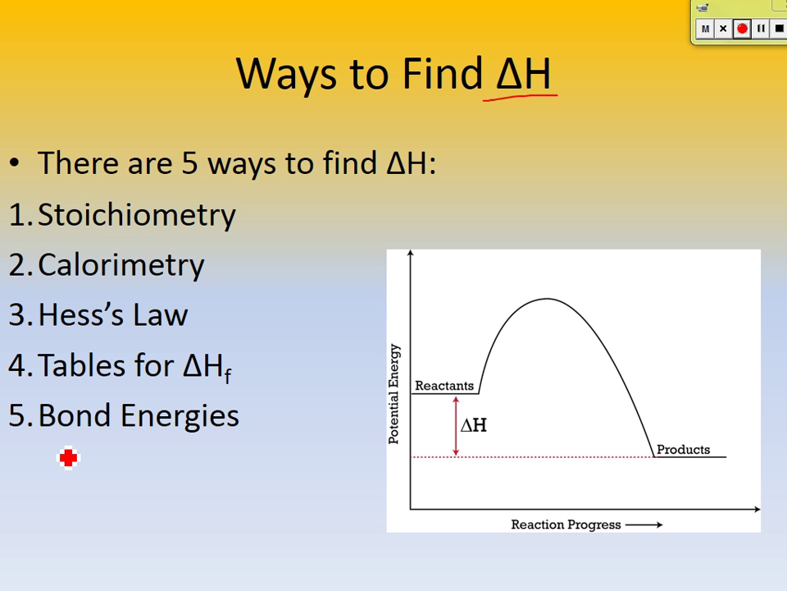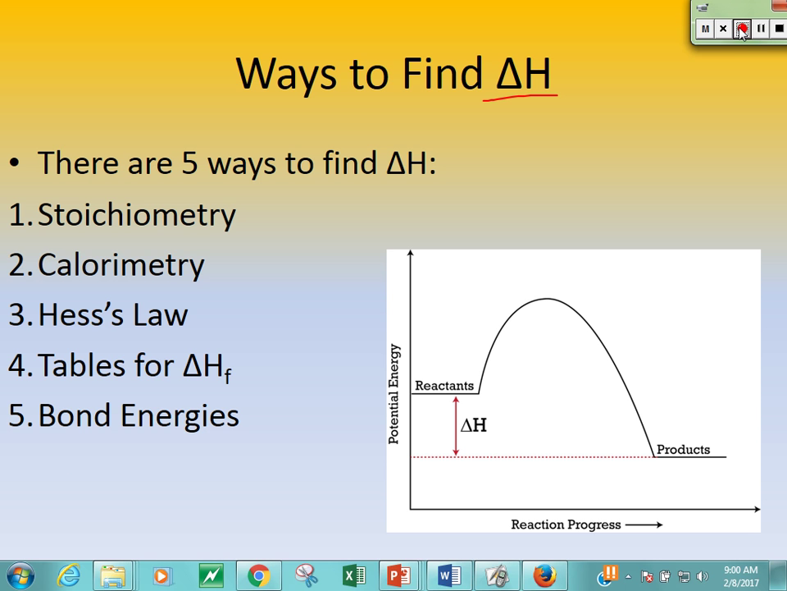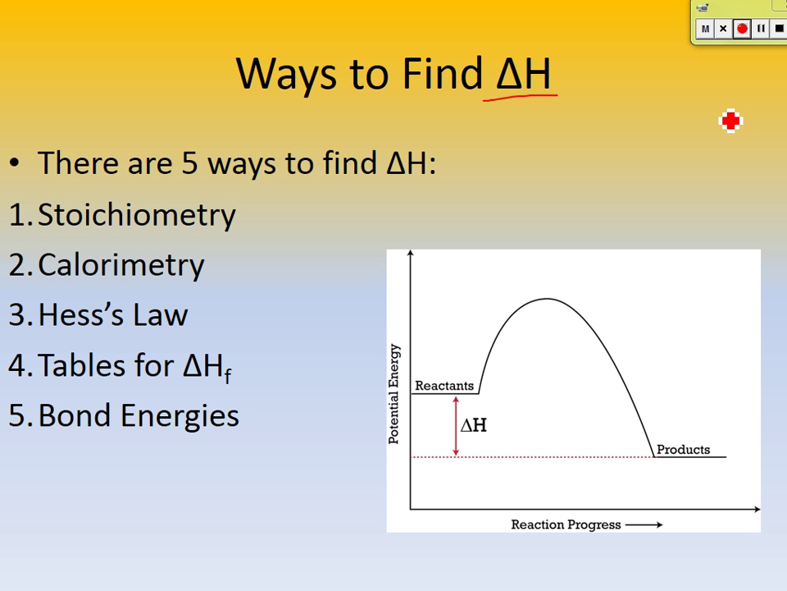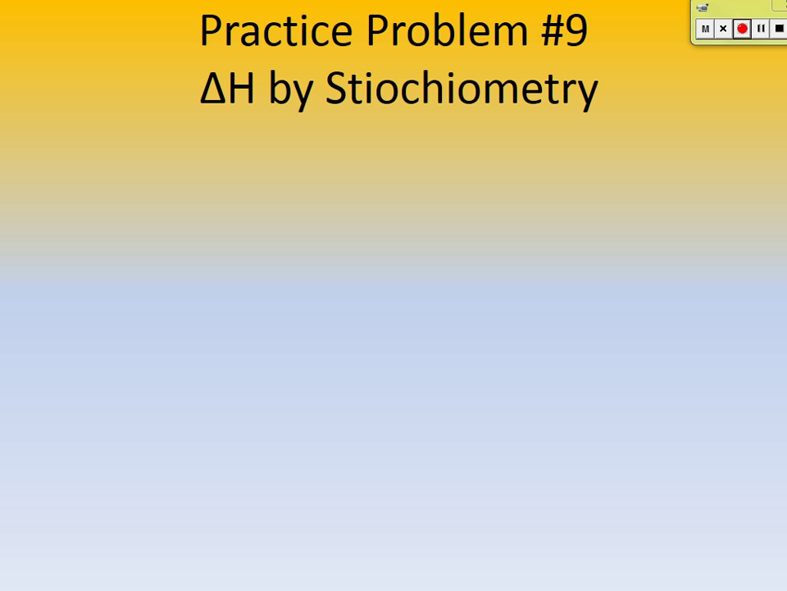Okay, so there's the 5 ways: stoichiometry, calorimetry, Hess's law, tables, and bond energies. We're going to talk about the first one today, which is stoichiometry. So let's talk about stoichiometry first, okay?